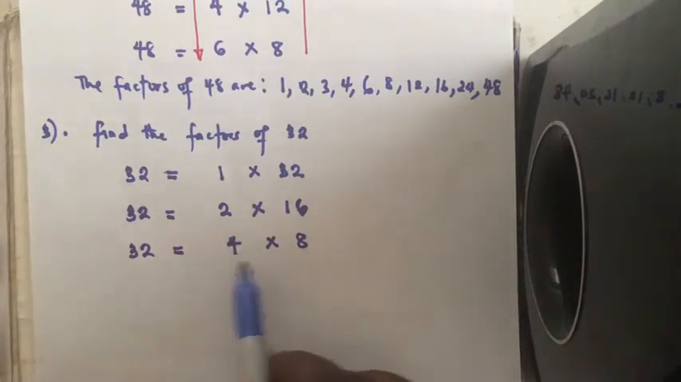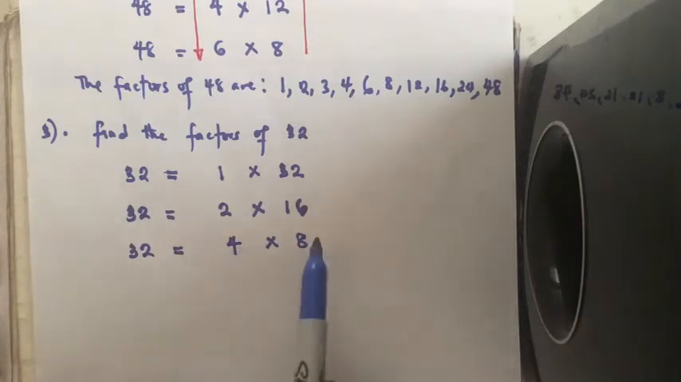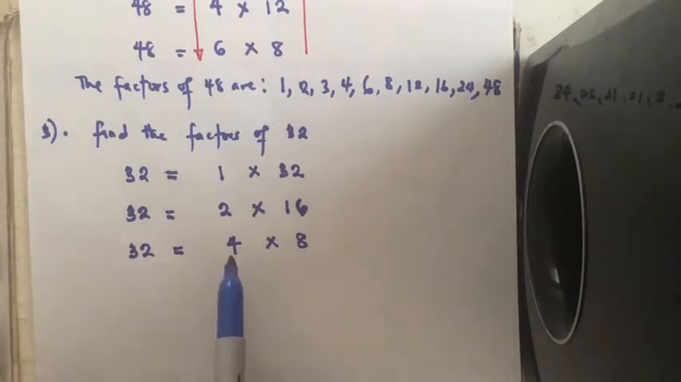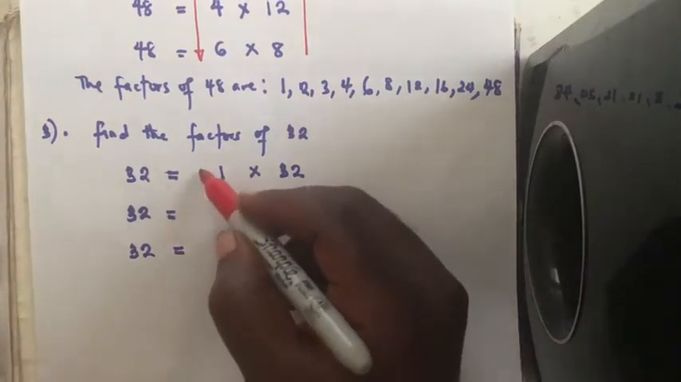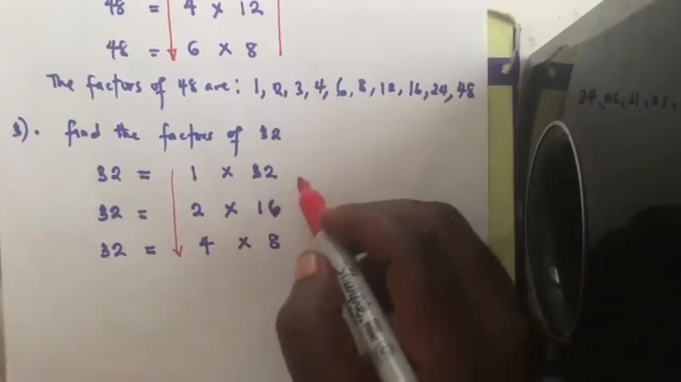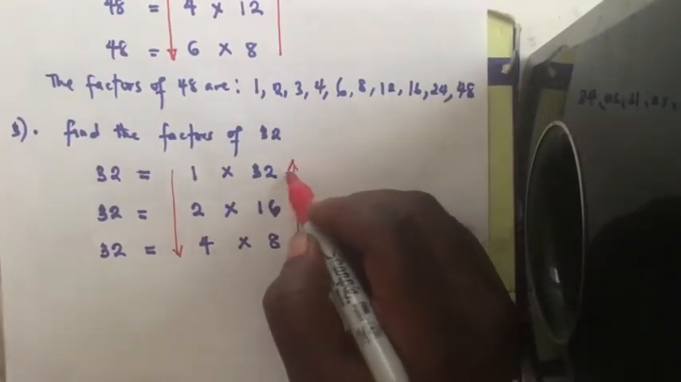Because we already have 4 times 8 here, 8 times 4 is not allowed. Okay, we already have 4 times 8, so we can't write 8 times 4. Now if you think of any other number after 8, 9, 10, 11, 12, 13, 14, you discover that you can't think of any other factor pair combination again. So the arrowhead here will point downwards, the arrowhead here will point upwards.